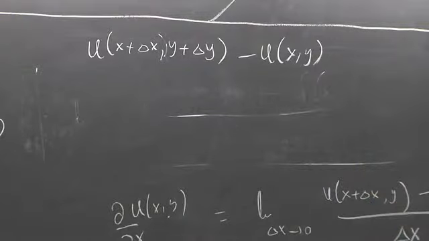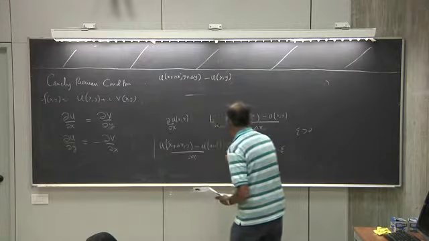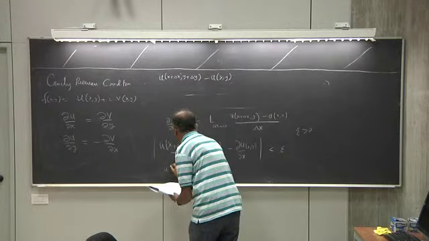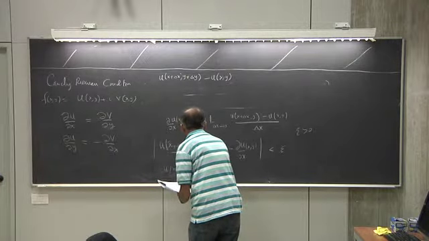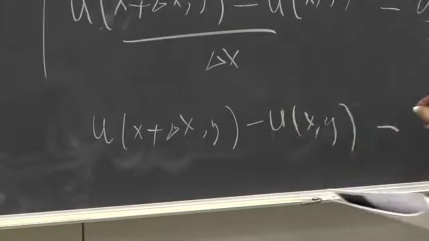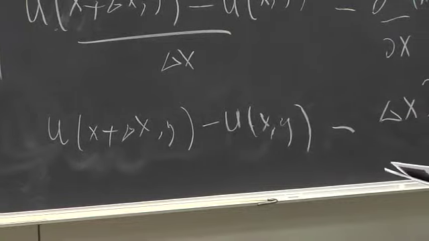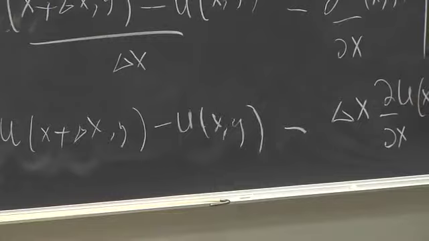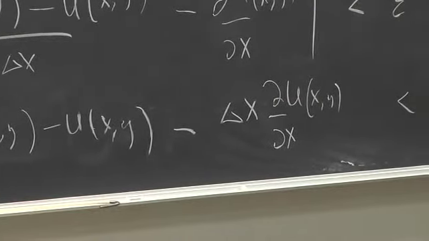I can also write this in a slightly different way, which is the same. I can just multiply by delta x on both sides. So this is the same as saying that u of x plus delta x, comma y, minus u of x, y, minus delta x times du by dx at x, y, is less than epsilon times delta x. I can write it like this.